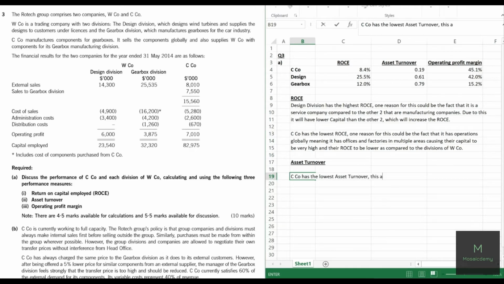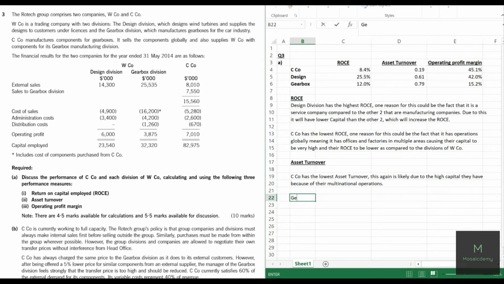This again is likely due to the high capital they have because of their multinational operations. Okay, and what about for the difference between Gearbox and Design Co?